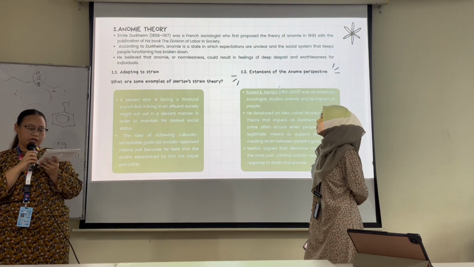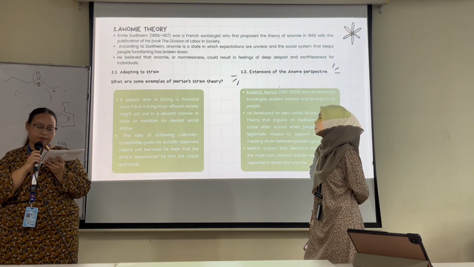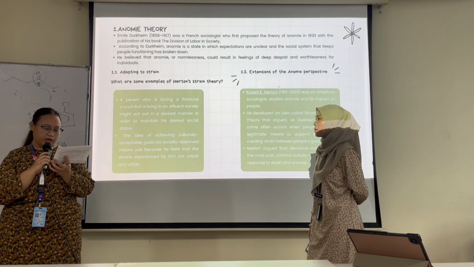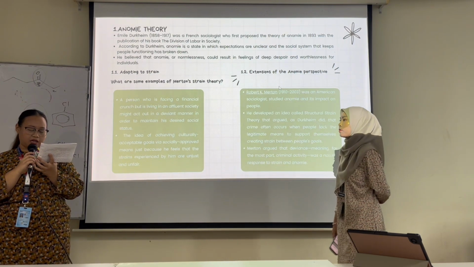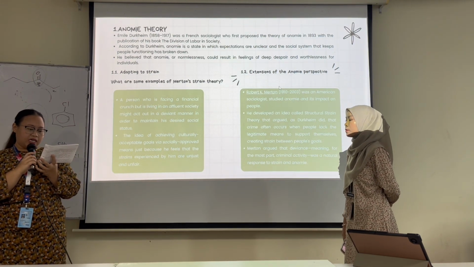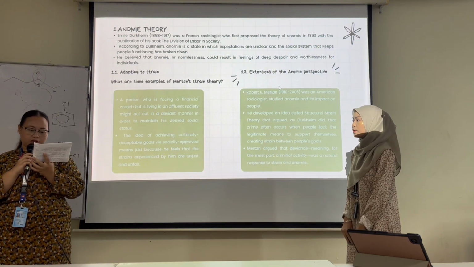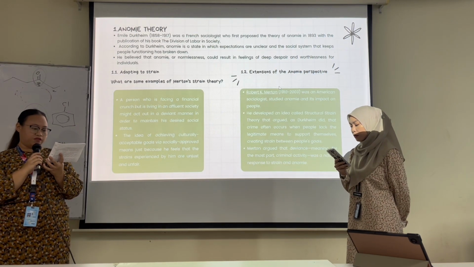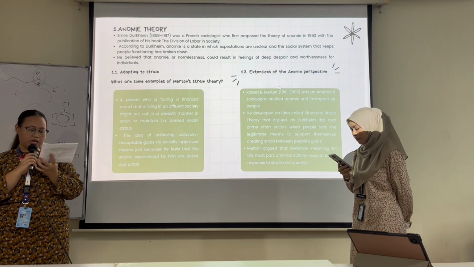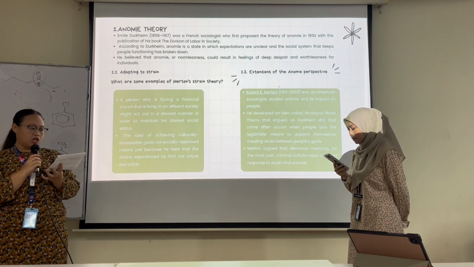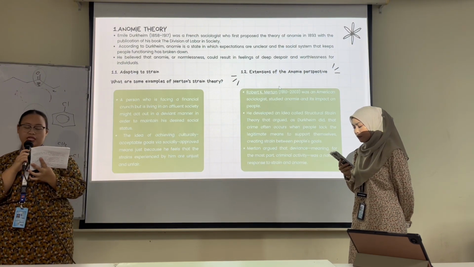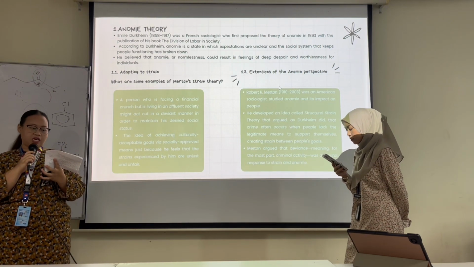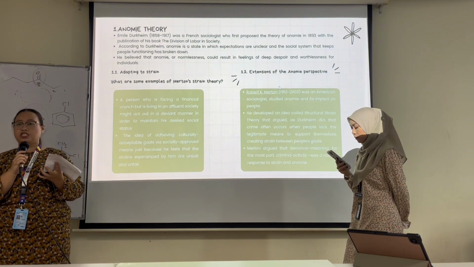So for point 1.1, adapting to strain. What are some examples of Merton's strain theories? A person who is facing a financial crunch but is living in a affluent society might act out in a deviant manner in order to maintain his desired social status. The idea of achieving culturally acceptable goals via socially approved means fails because he feels that the strain experienced by him is unjust and unfair. So that means, for example, an individual is unable to afford the latest technology, so they may turn to shoplifting in order to possess the same material possessions as their peers.